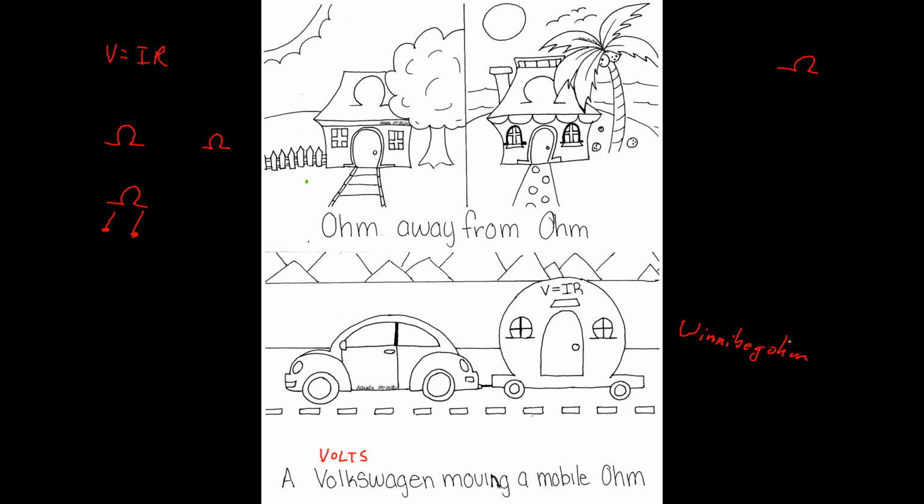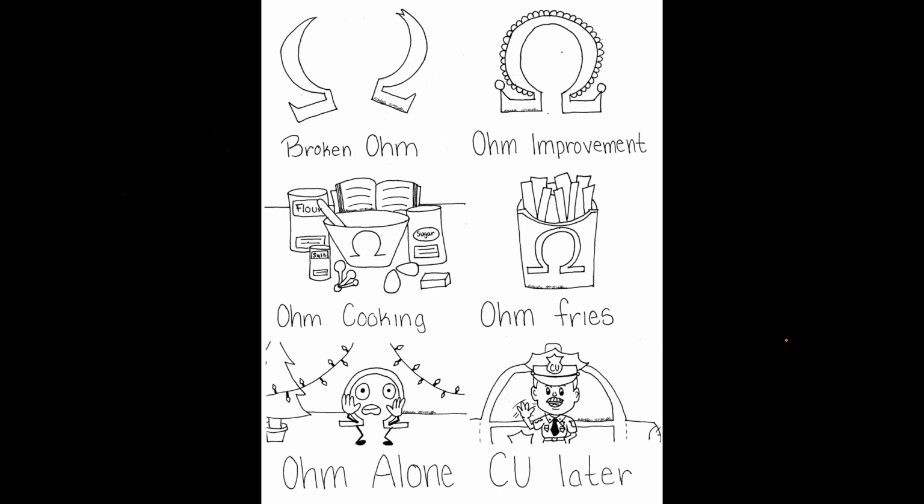Hope you're still with us. Let's go on to the next one. More ohm jokes. A broken ohm, yeah. Ohm improvement. Oh, they were making the ohm look better. Maybe lots and lots of muscles there, I think. Ohm cooking. Various stuff for cooking. Ohm fries. Oh, there's a Home Alone. That's better. Oh, with the Christmas theme, because all the Home Alones had the Christmas theme.